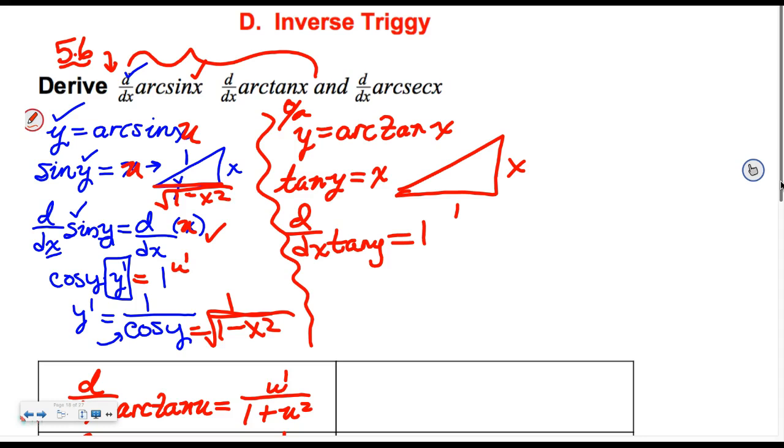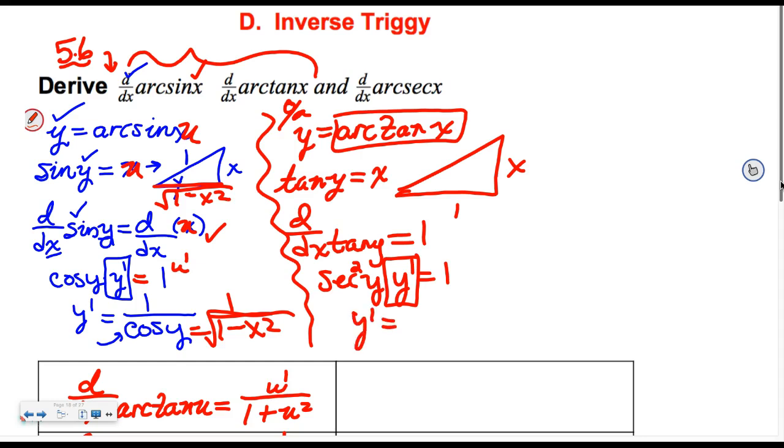The derivative of tangent is secant squared, so we have secant squared y times y prime is equal to 1. Remember, my goal is to figure out the derivative of arctan. My goal is to figure out what is y prime. In this scenario, y prime will be 1 over secant squared y. So my goal is to figure out what is secant squared.